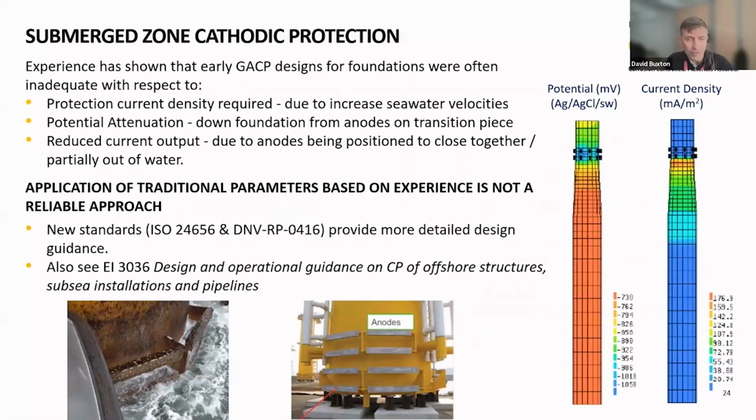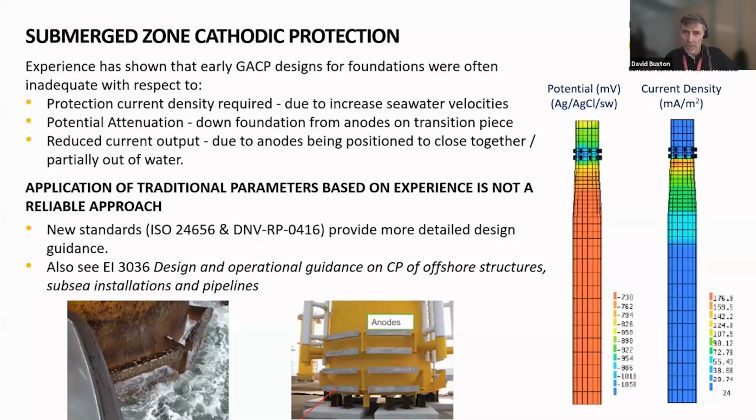So just to talk a little bit about the submerged zone and the cathodic protection that's applied in this area, because there were some issues with early designs. Many of the designs used galvanic anodes, and the outcome wasn't satisfactory. The design wasn't always adequate, and there were issues arising from the protection current density required. The design value that was assumed wasn't found to be sufficient in practice, and this was due to higher than expected seawater velocities around the structures.